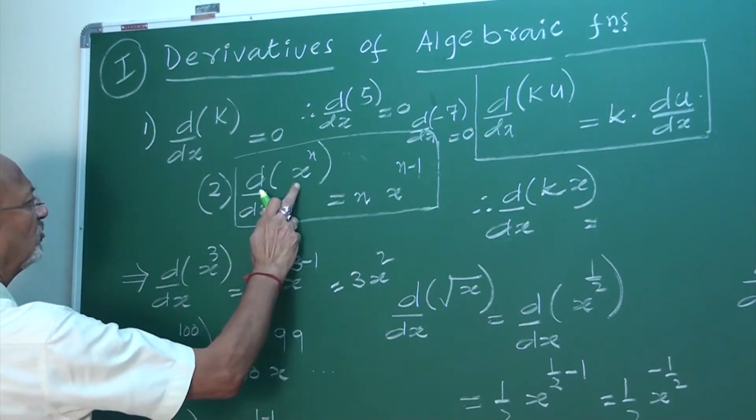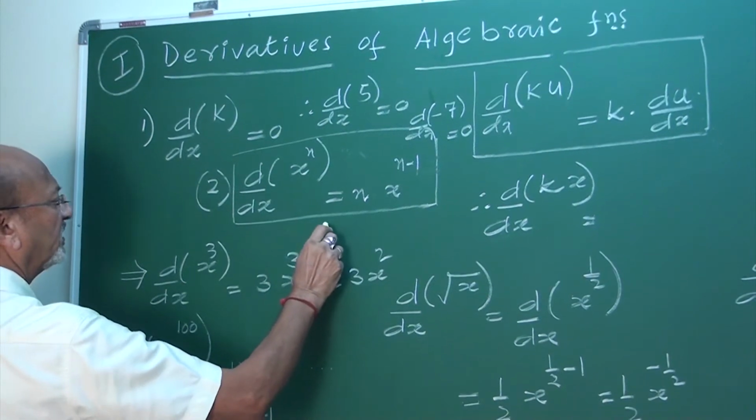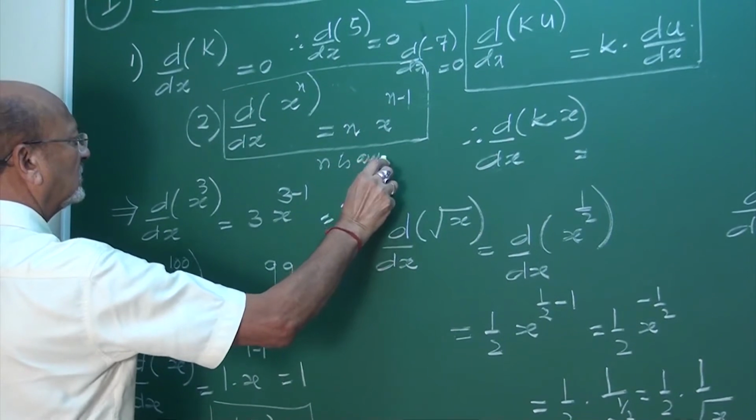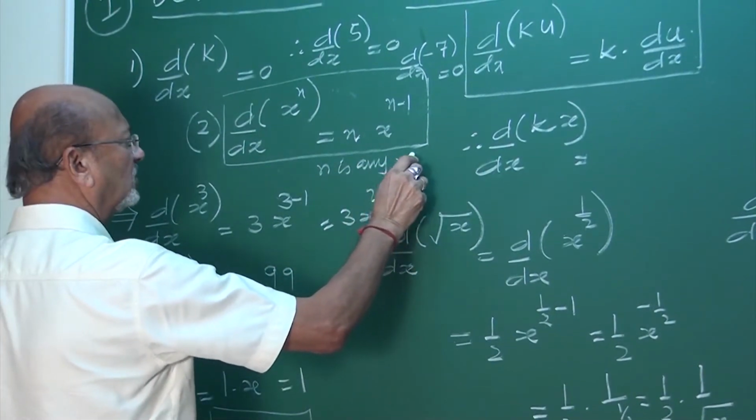Second, the derivative of x to the power n. What about n? n is any rational number.